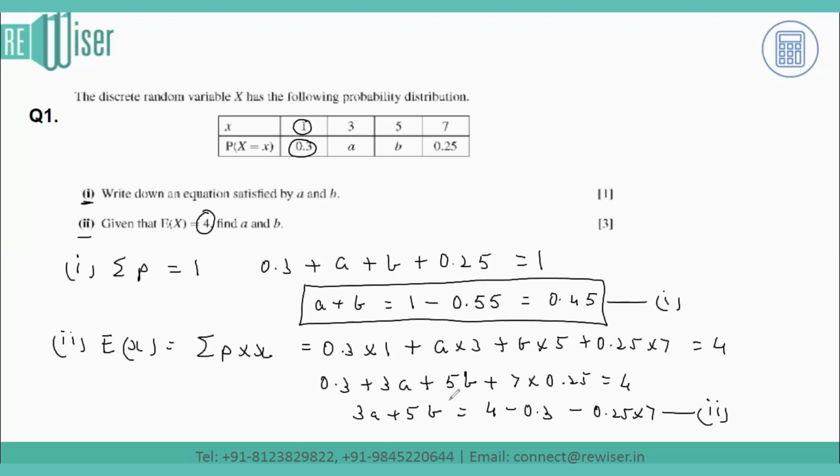If I solve for A and B simultaneously, the value of A that we get is 0.15 and the value of B is 0.3. That's the answer for the second part of the question.